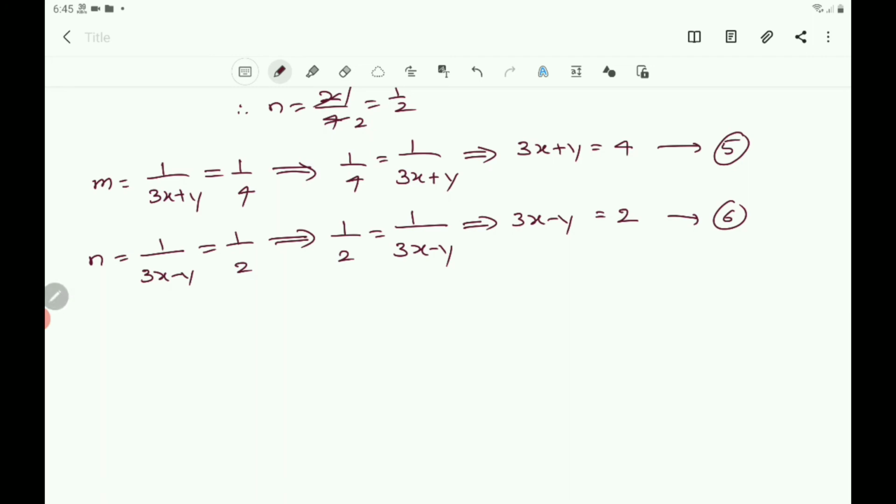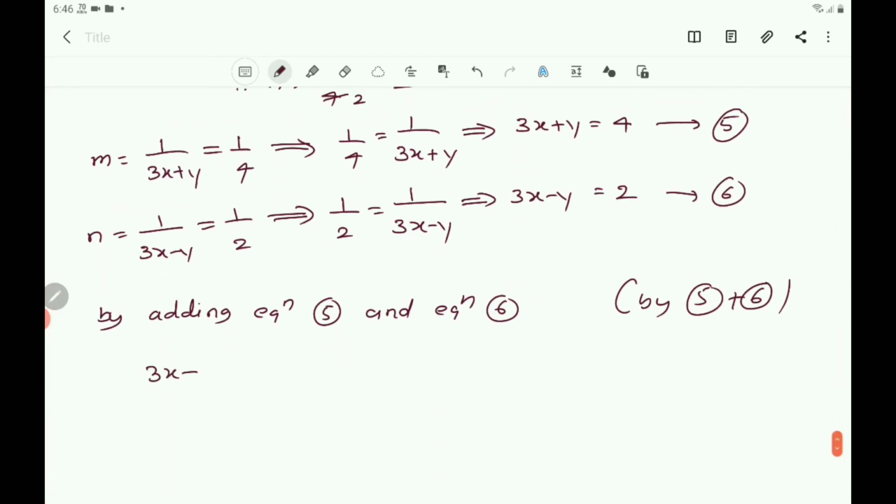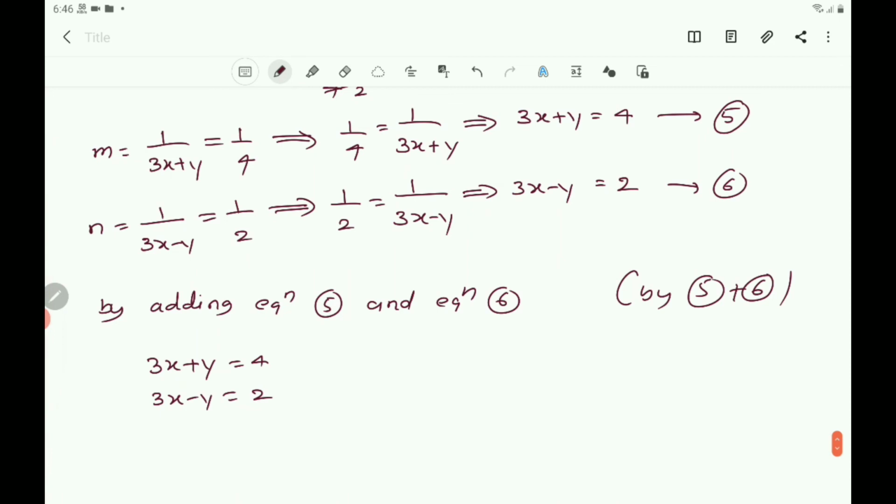Now let us take the y. Here it is better to eliminate y as they are having different sign. By adding them we can cancel them easily. The coefficients are same, that is 1 and minus 1 here. You can cancel them by adding. So you take by adding equation 5 and equation 6 here, that is 5th plus 6th it is. So you take 3x plus y equals 4 here, 3x minus y equals 2. This is the 5th equation, this is 6th equation.